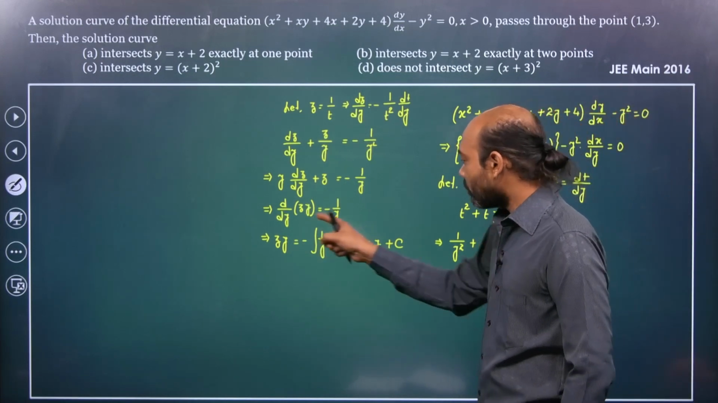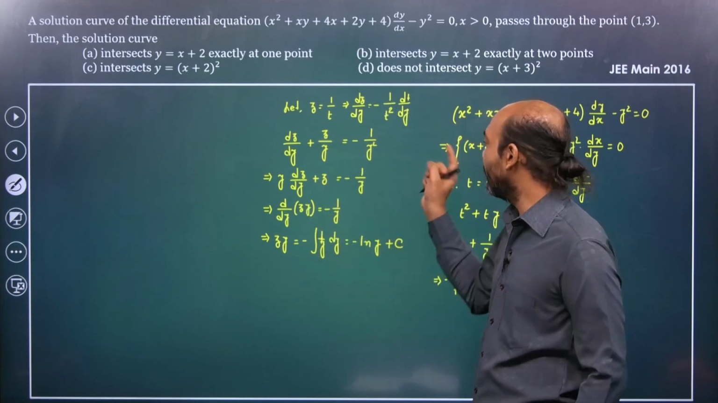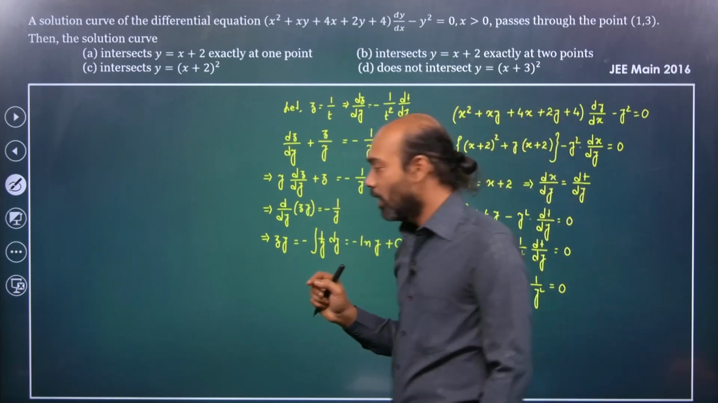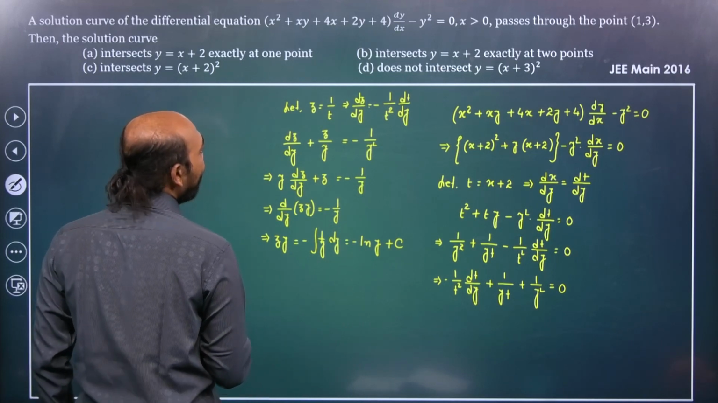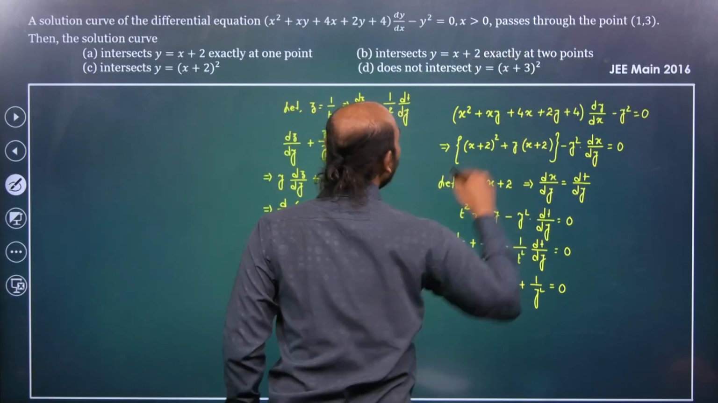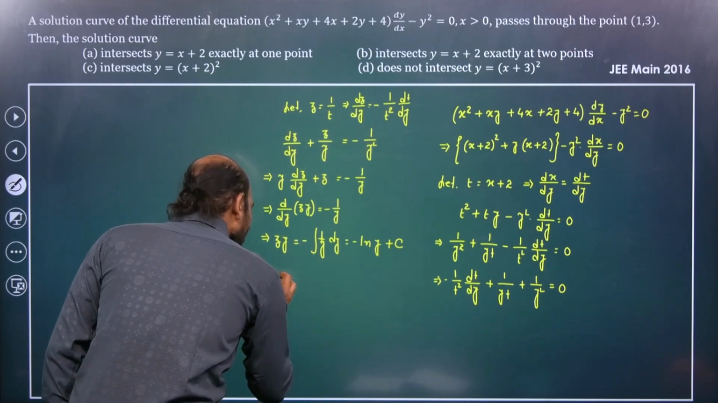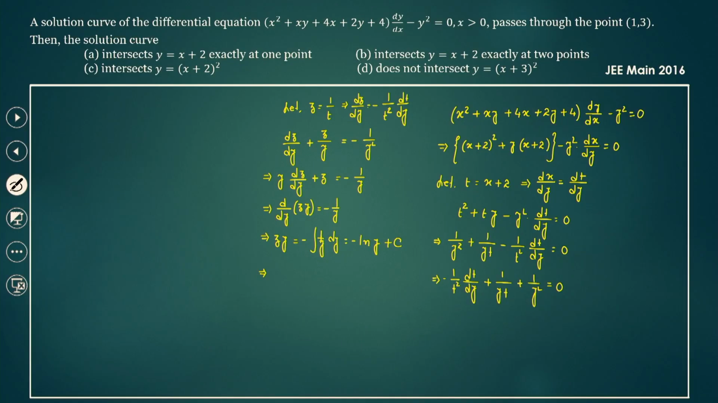Now we need to take the equations we have and substitute one by one. We can say that the curve is passing through (1, 3), but we'll use that later. First, we rewrite this. What is z? z equals 1 by t. So it is y by t, and t is x plus 2. So we can say that y divided by x plus 2 is equal to c minus ln y.